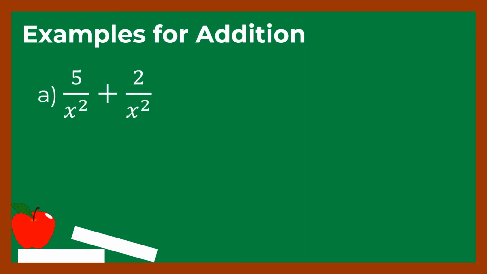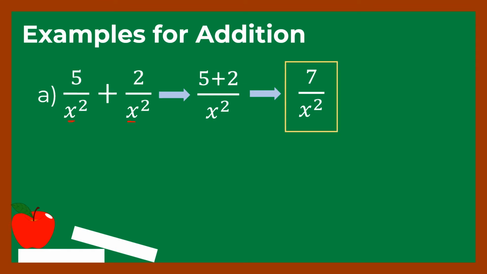So we have letter A, which is 5 over x squared plus 2 over x squared. Itong dalawang rational algebraic expression ay similar kasi same yung denominator nila. So, ang gagawin lang natin is copy the denominator and then add the numerator. So, we have 5 plus 2 all over x squared. So, magiging 7 all over x squared since we cannot simplify it further. So, this will be our final answer.